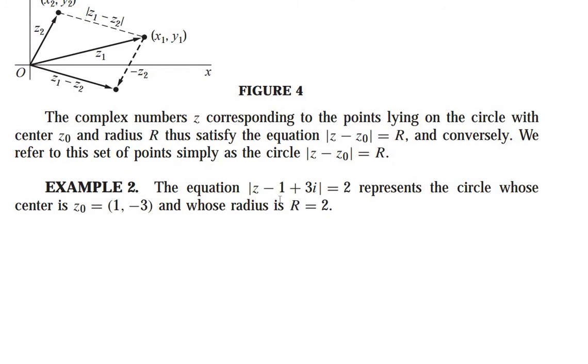Next, here is example 2. In example 2, we want to know what this modulus represents. This modulus represents a circle. How do we know this is a circle? When we simplify this by taking the modulus, the result is in a circular form, because you know the value of z is x plus iota y. We substitute x plus iota y and minus 1 plus 3 iota, and then take the modulus. We find that this is a circle, and its center is 1 minus 3, and radius is 2.